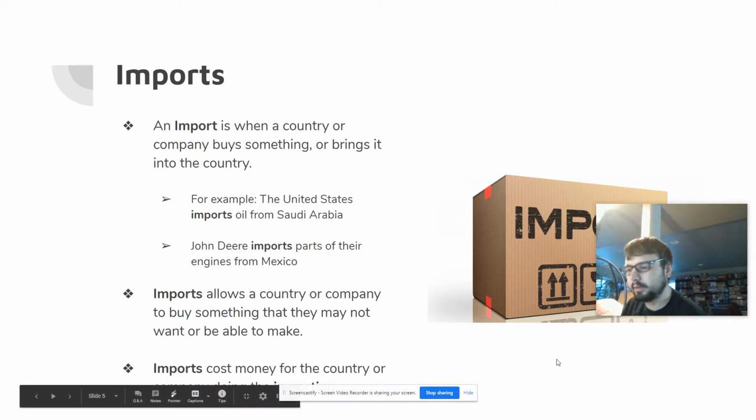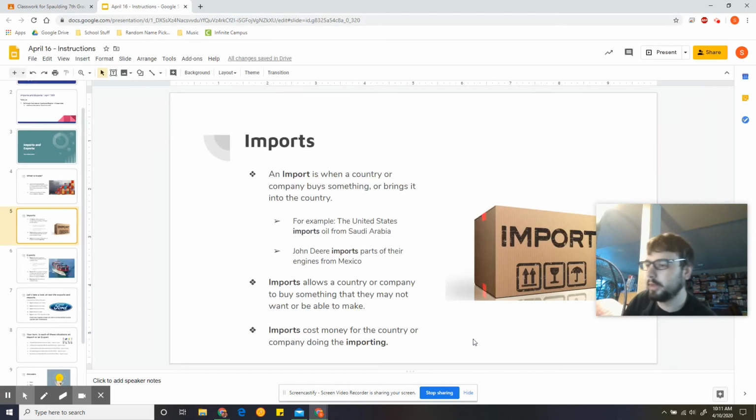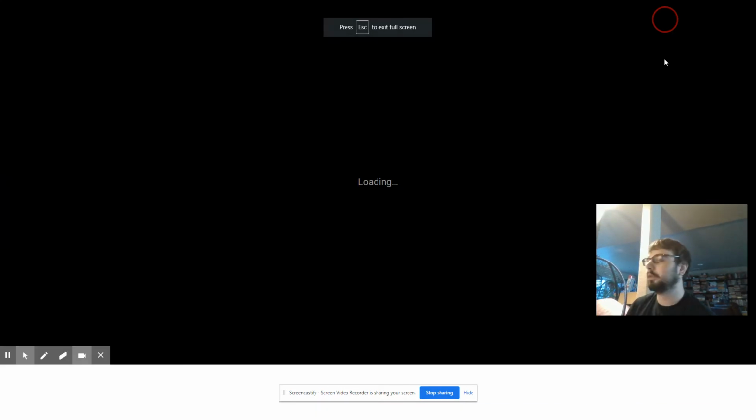Now, let me get that out of the way. I'll zoom out for just a second. Imports cost money for the country or company doing the importing. Remember, importing is buying stuff to bring it in. So if I am importing something or the United States is importing something, we have to spend money to do that. They're paying for those imports. So whenever you're importing something, you are paying money for it. All right, I'm going to open this back up and we'll continue on.